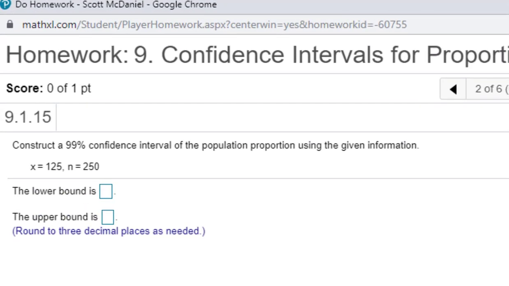Construct a 99% confidence interval on the population proportion using the given information. We have x equals 125, n equals 250, and we're asked to find the lower bound and the upper bound. So first, let me just do this without technology, just to show you how this has connected to our lesson on sampling distributions.